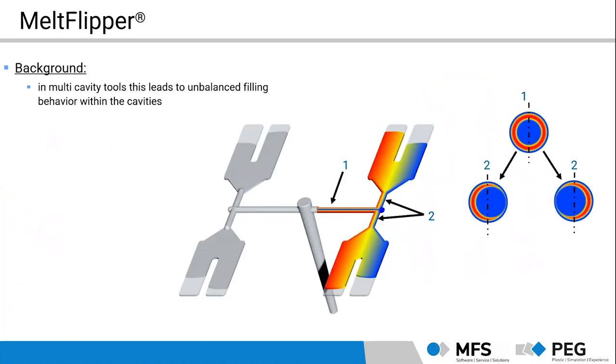Here you can see the first example of this effect in a 4-cavity mold. In this case, the effect leads to what we call an in-cavity imbalance. Remember what I showed you with my hands. Start here at point 1 with the donut geometry and see what happens with the viscosity distribution after the branch at point 2.